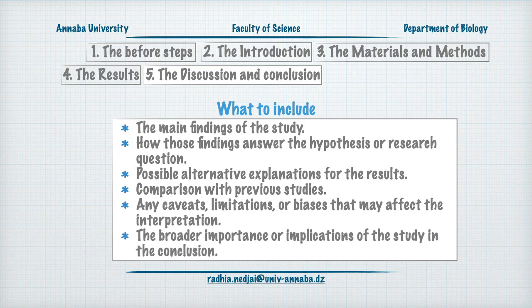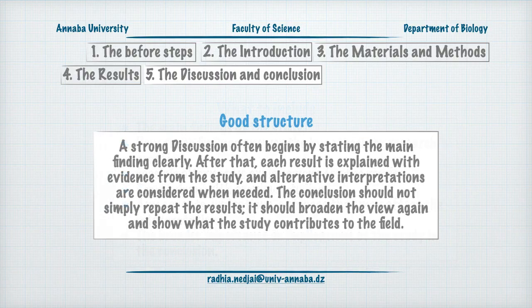And you should mention the broader importance and implications of the study in the conclusion. So, a strong discussion usually begins by clearly stating the main finding. After that, each result is explained with evidence from the study, and alternative interpretations are considered when needed. The conclusion, on the other hand, should not simply repeat the results. Instead, it should broaden the perspective and emphasize the overall importance and implications of the study.